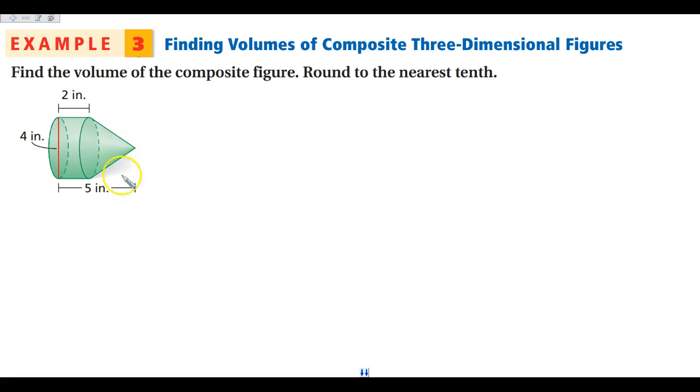So what I'm going to do is I'm going to find the volume of the cylinder, and I'm going to add it to the volume of the cone to get the total volume. Okay, so my cylinder formula is pi r squared times h. My volume of a cone is 1/3 pi r squared times h. All right, so let's take a look at just the cylinder.